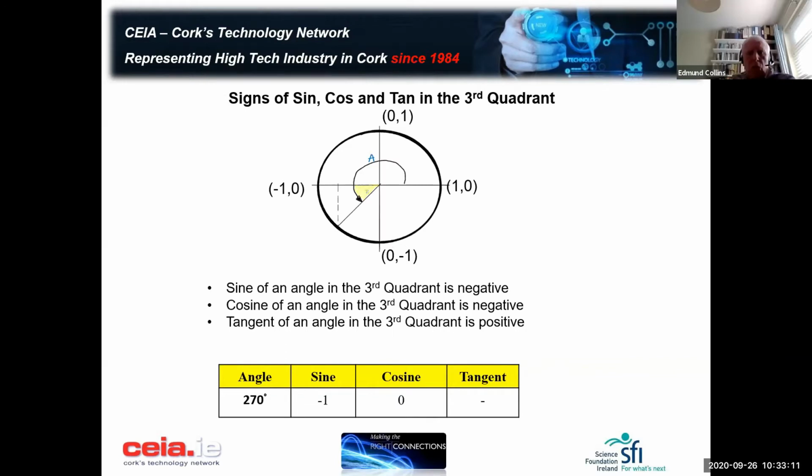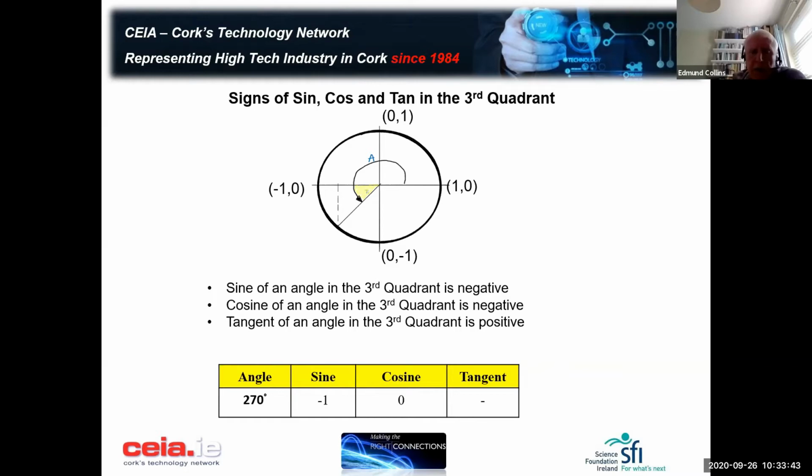So we're into the third quadrant now. What's happening to our sine, cosine and tangent? Well, the sine of the angle is going negative, because our opposite component is on the negative y-axis. The cosine is also negative, but the tangent in this case is positive, because we have a negative over a negative, and so we have a positive.